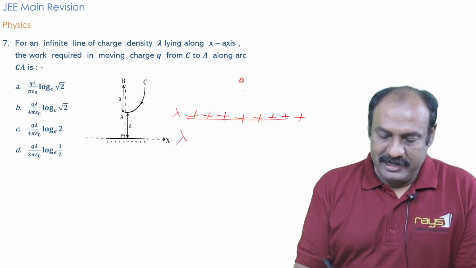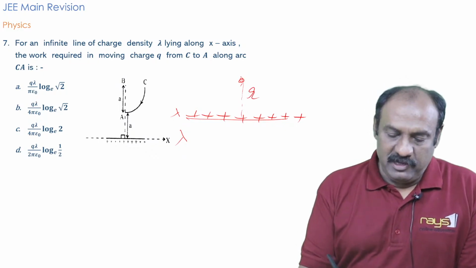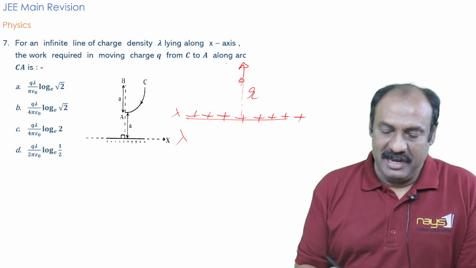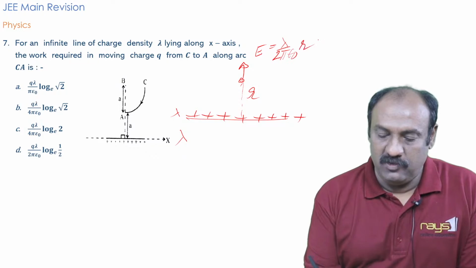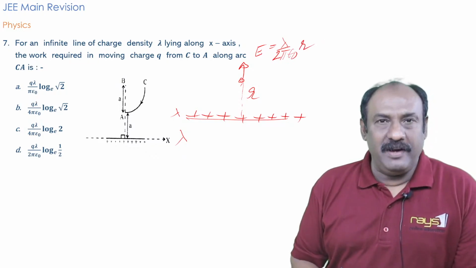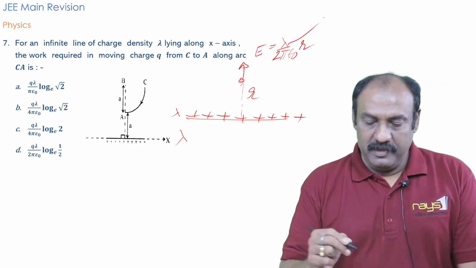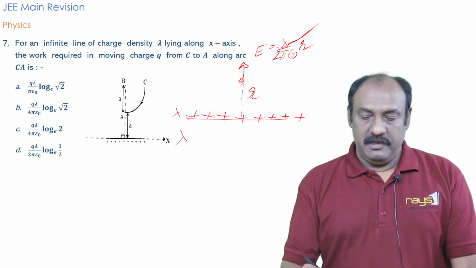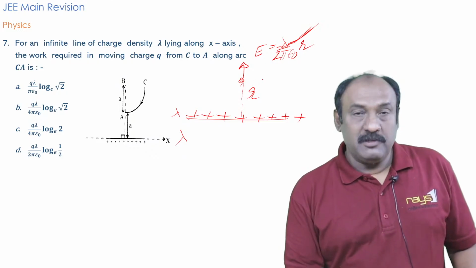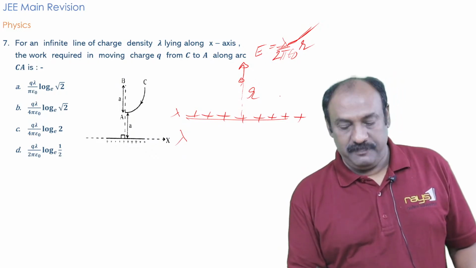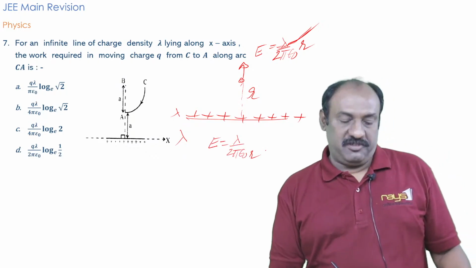So, at a point at a perpendicular distance, suppose it is r, the electric field intensity due to linear charge distribution of linear charge density lambda is E equal to lambda by 2 pi epsilon naught r. What is the equation for electric field intensity at a point due to a line of charge? That is lambda by 2 pi epsilon naught r. So, here r is in the denominator. Okay, right. So, it acts away from the line of charge, E equal to lambda by 2 pi epsilon naught r.